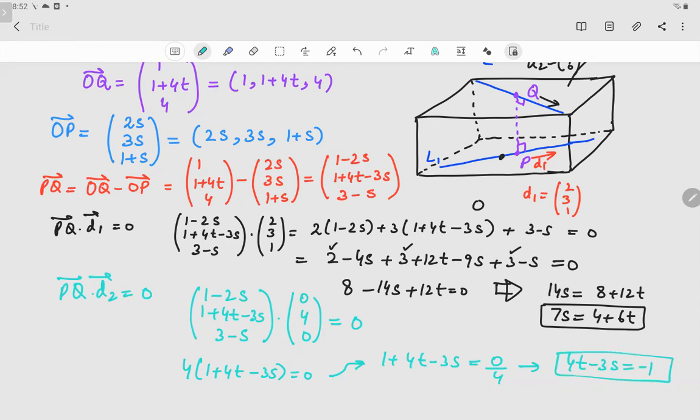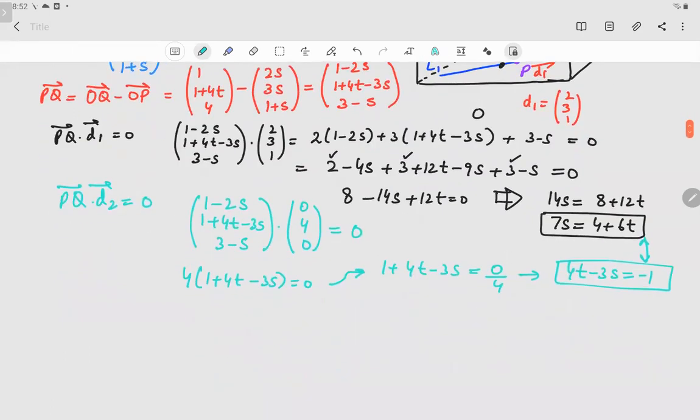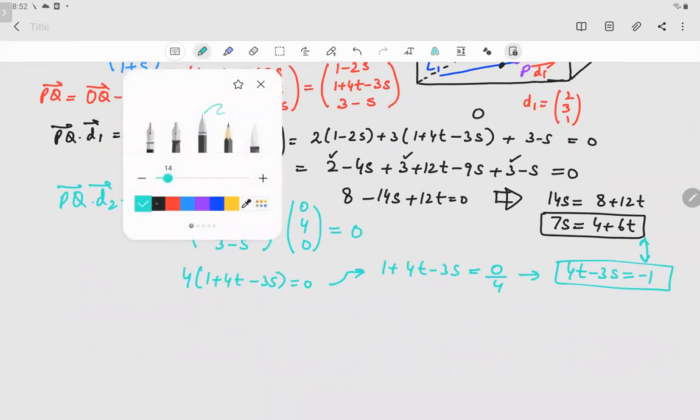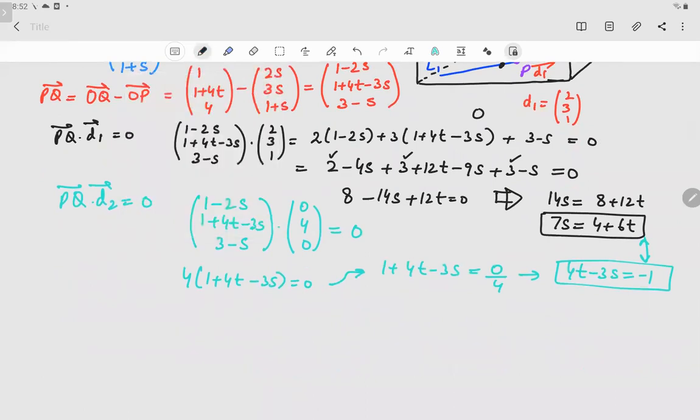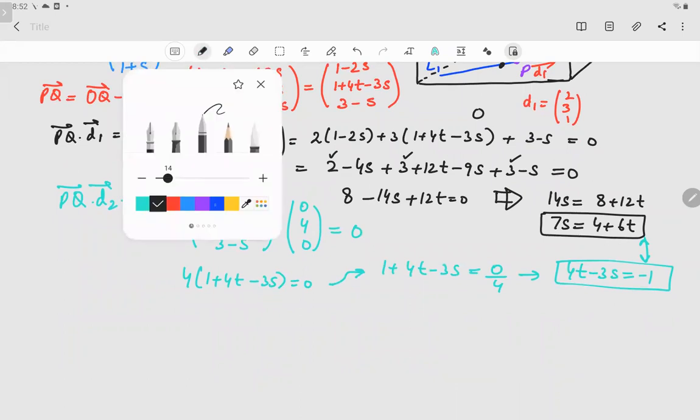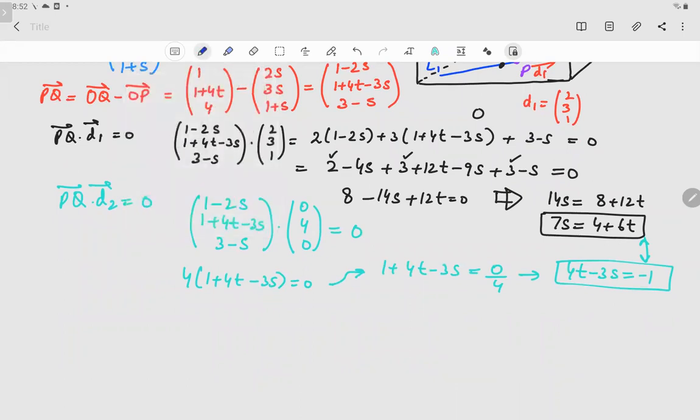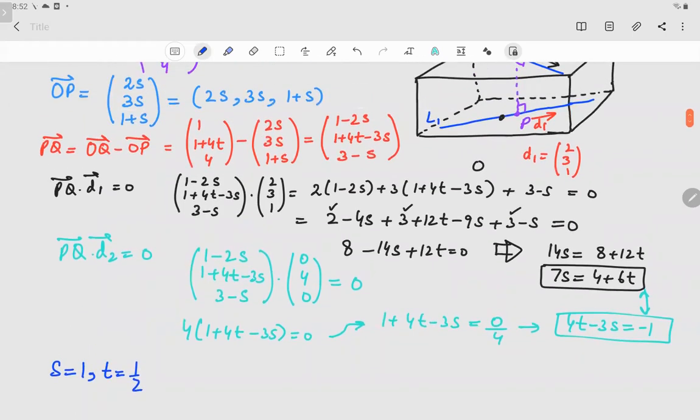Now you have these two equations. I request you to solve these equations simultaneously and tell me the values of T and S. Please solve them simultaneously. Sir, S is 1 and T is 1/2. Shabash. Okay. Now it's very easy for me to calculate OP.